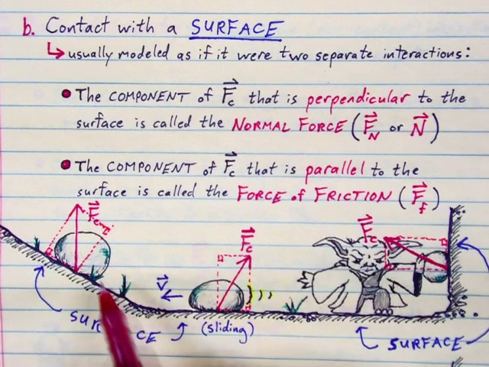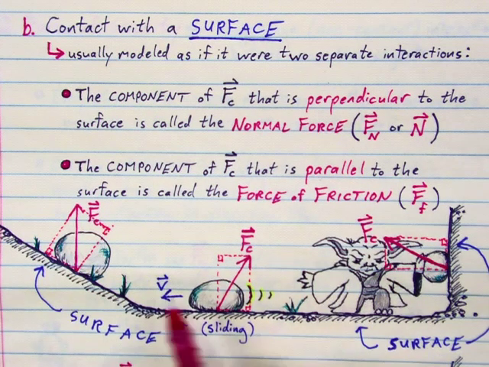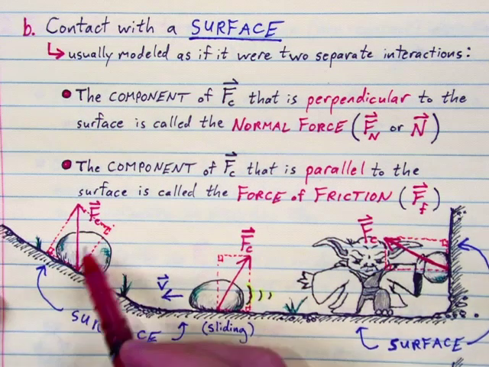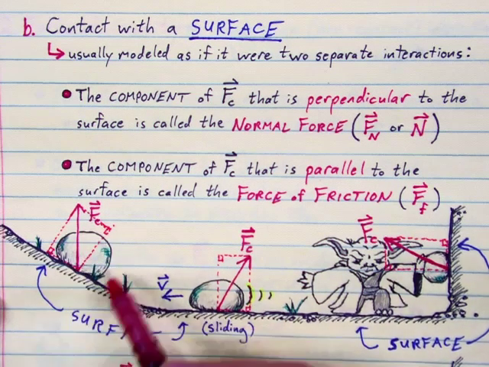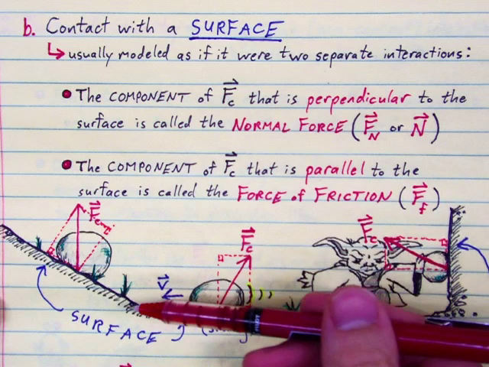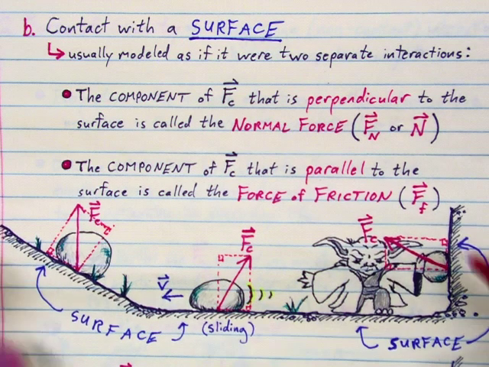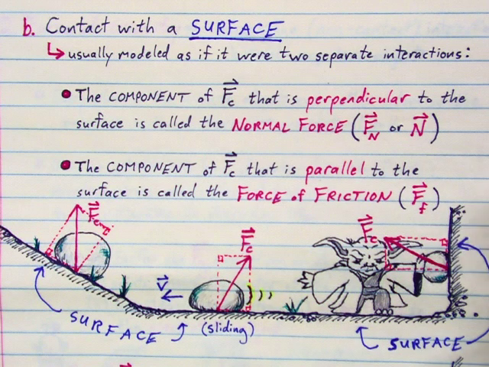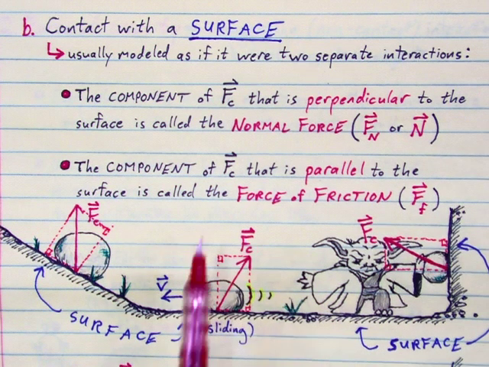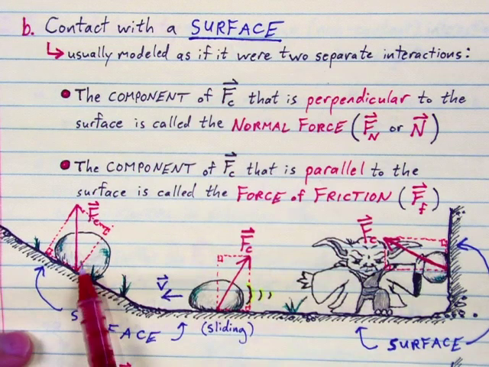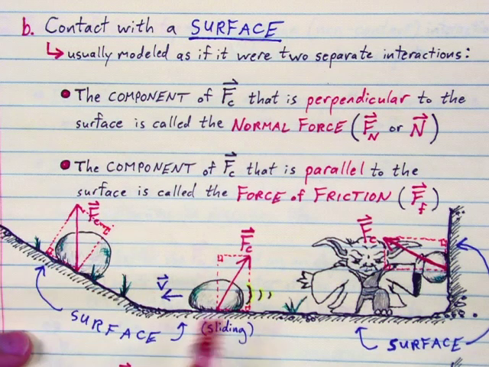So here we've got a few training stones feeling contact forces with the surface that they are in contact with. This one is at rest on this slope. This one is sliding to the right, this one sliding to the left. And this stone here is being pressed against the wall by Yoda. So in each case, we've got a contact force, F sub C, with the surface. That's a force on the stone due to the surface.